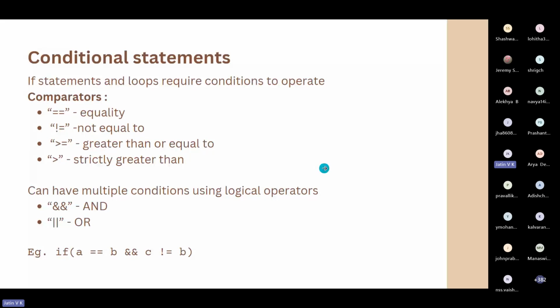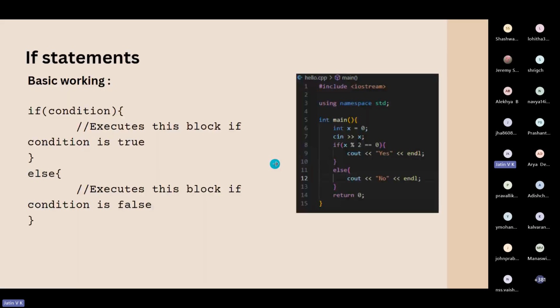So now we would be moving on to if statements. So the basic working of an if statement. How do you read this? You read it like how I would read it. If this condition is true, execute this block. Otherwise, execute this block. So if the condition is true, execute this block. Else, execute this block. So you can see in this program, if x mod 2 equal to 0.